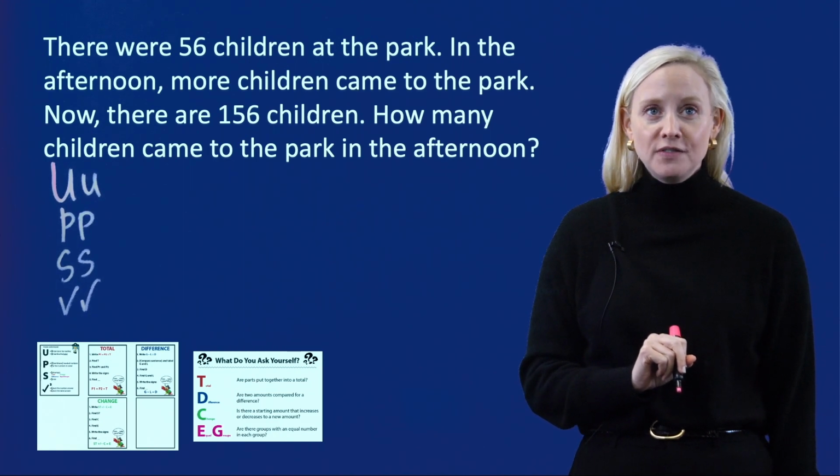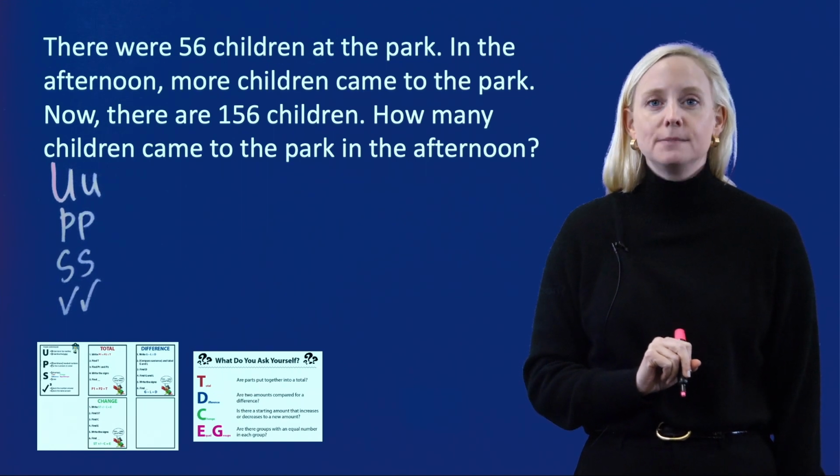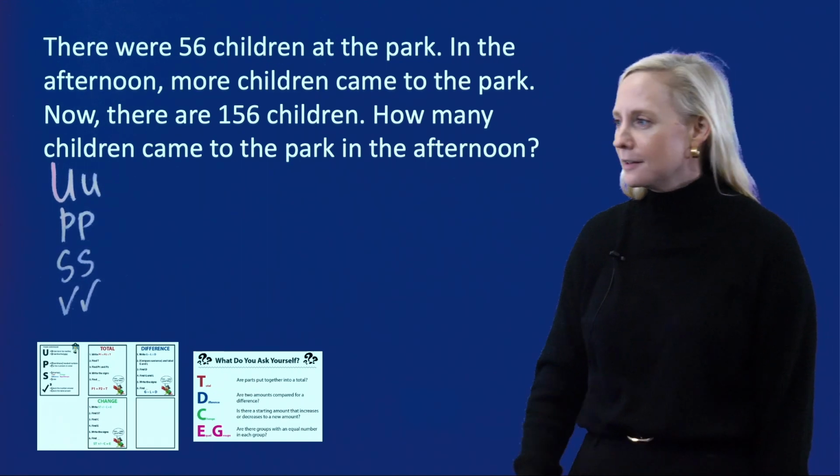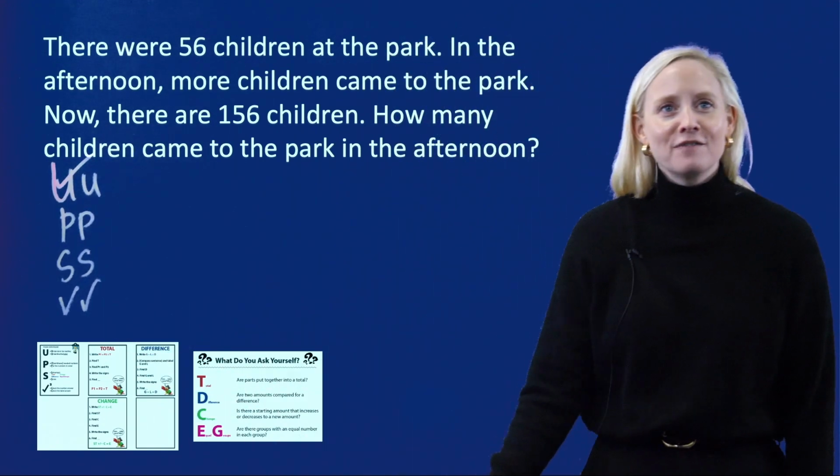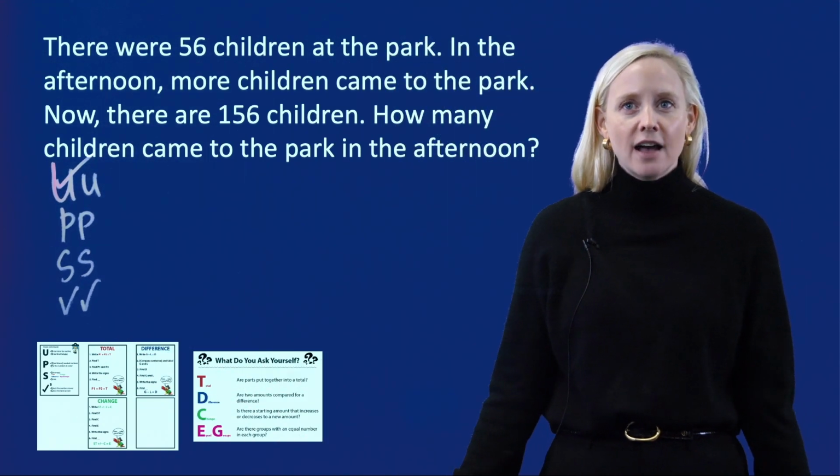Now there are 156 children. How many children came to the park in the afternoon? A lot of children at the park today. We're going to check off that first U. Our second U says underline the label.